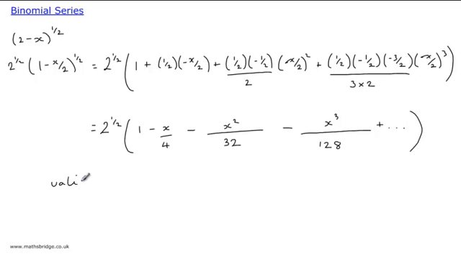And this expansion is valid when minus x over 2 is between minus 1 and 1, but I'll write it as minus 1 is less than x over 2 is less than 1, or in other words when x is between minus 2 and 2.